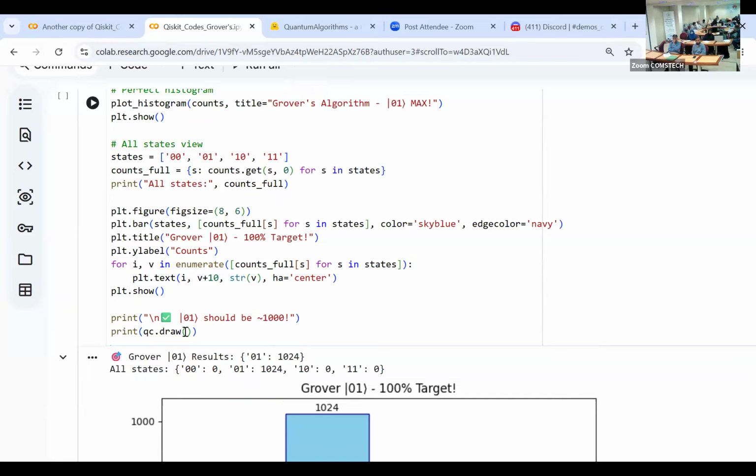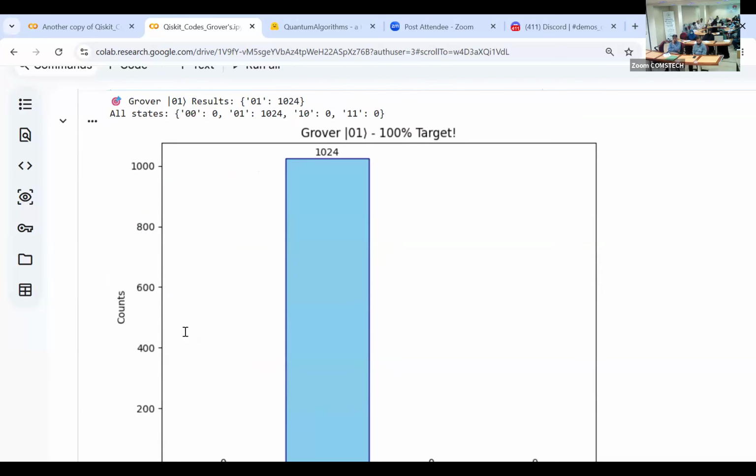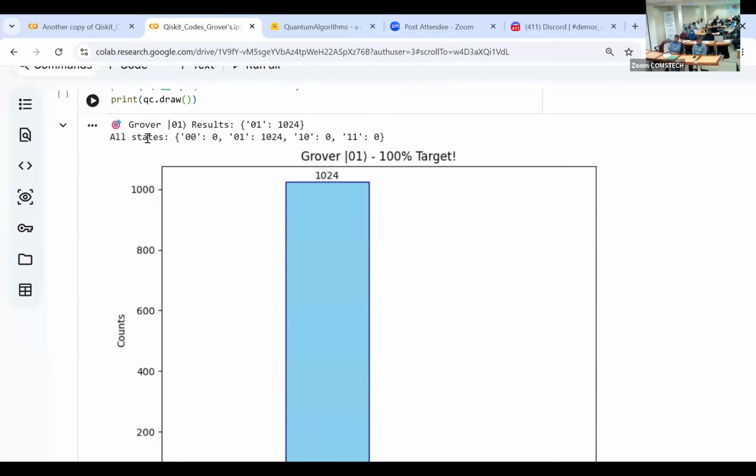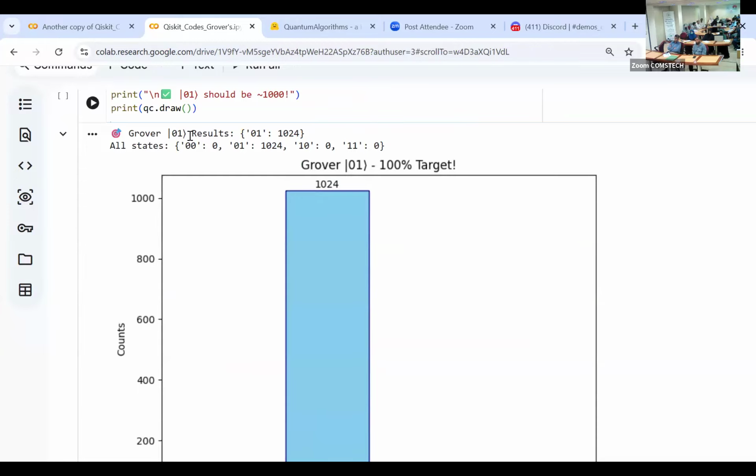And after that, for our own sake, we want to draw the circuit as well, so we can see whether the circuit we built is the one we desired or not. So here you can see the outcome. Now the output is the 0, 1 state which we required.